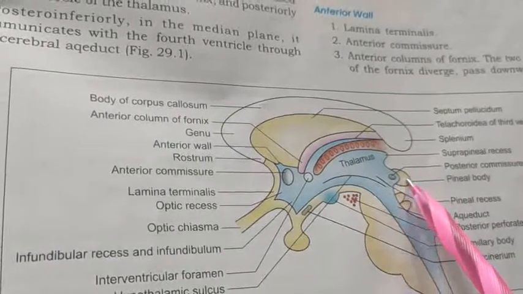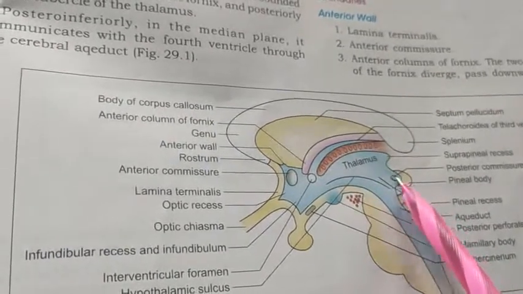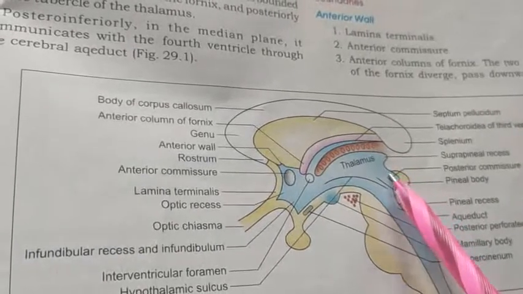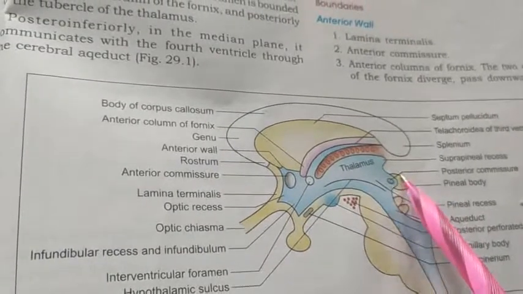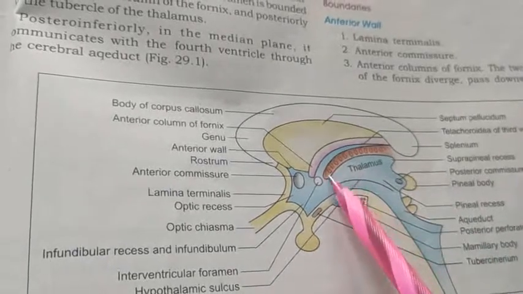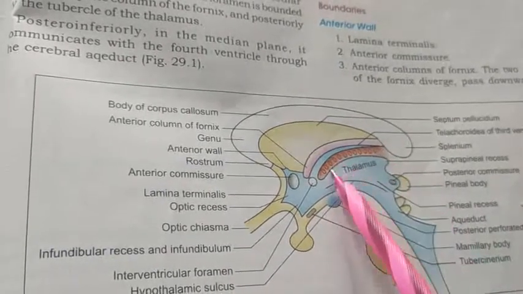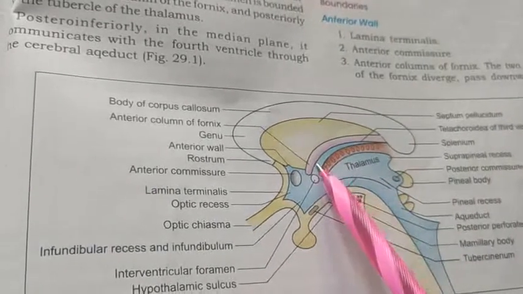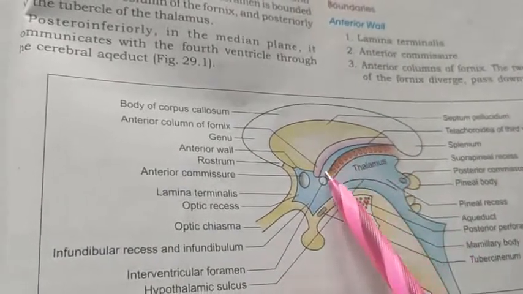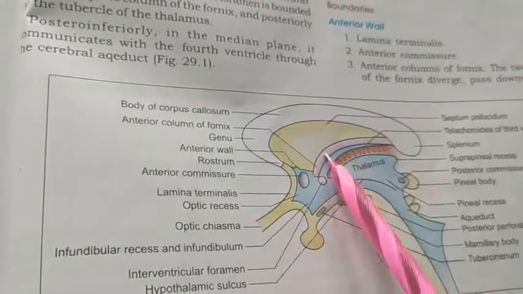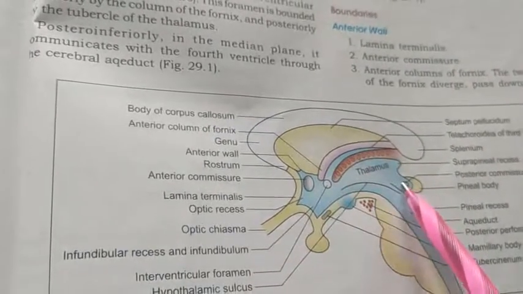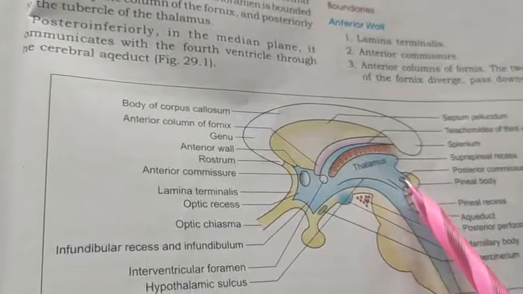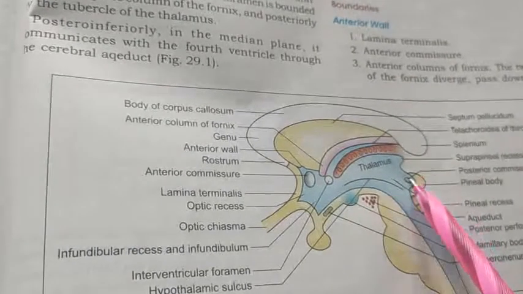It is placed centrally, in the central axis of the third ventricle. In the central axis of the third ventricle, posteriorly as a tail, there is the pineal body.